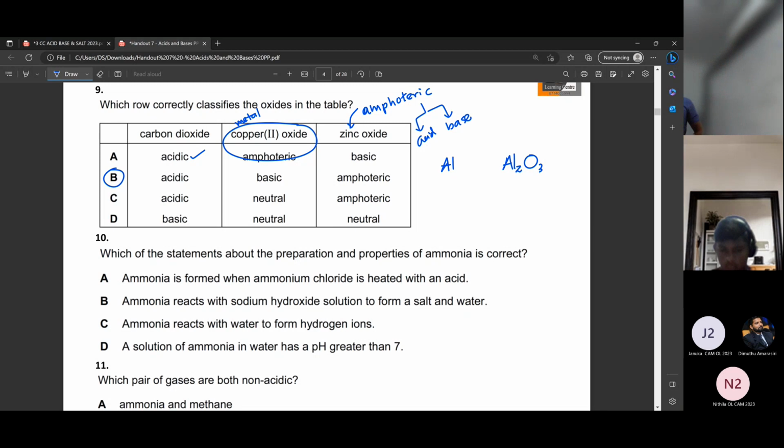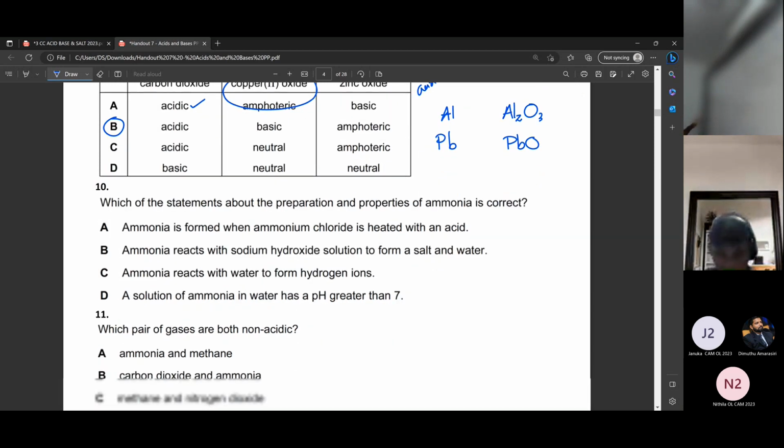Anyone? Any more? Do you know any more? No. Iron is normally basic oxides. Iron is a metal. Amphoteric means they will react with both acid and base to undergo neutralization. Lead, Pb, is amphoteric, and lead oxide is also amphoteric. So those are some extra things that you need to know. However, the answer is B.